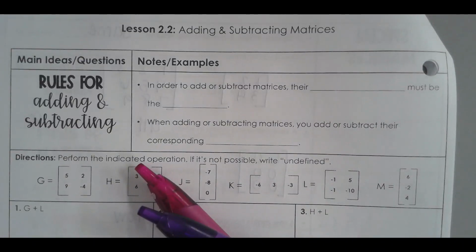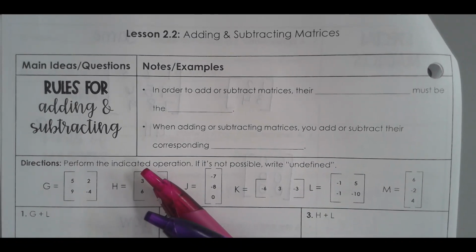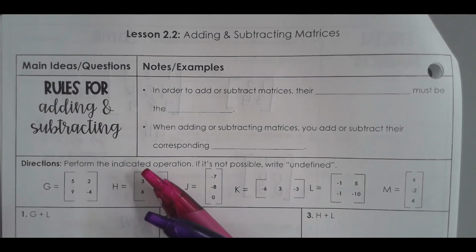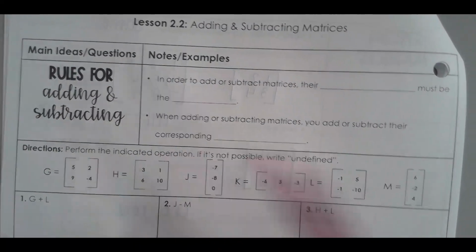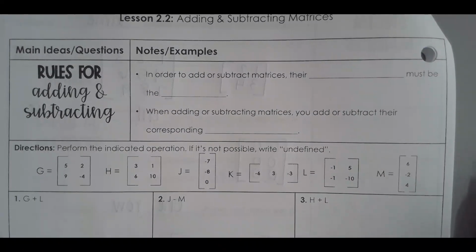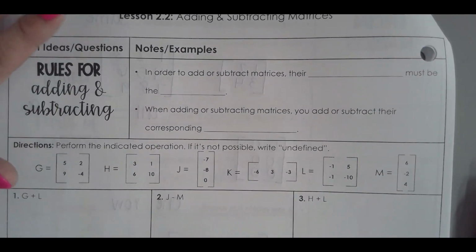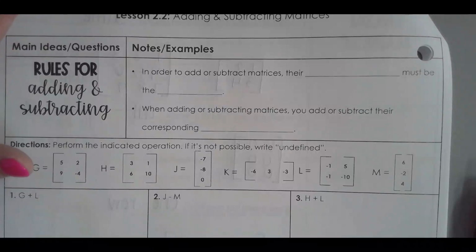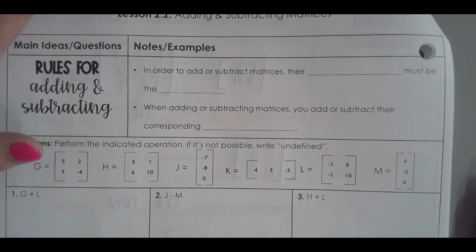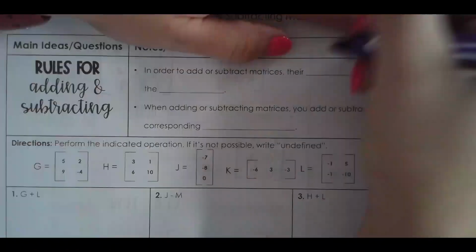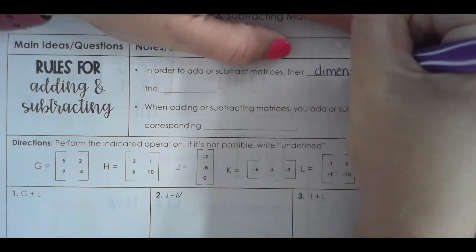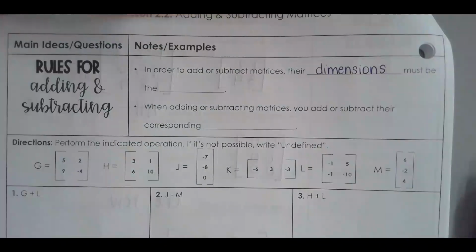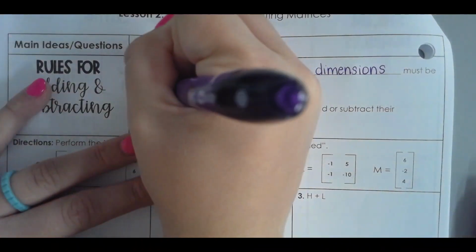We're going to get into some operations involving matrices. Adding and subtracting, super simple. When we get to multiplying, not so much. The big thing that you need to remember is that in order to be able to add or subtract matrices, their dimensions must be the same.